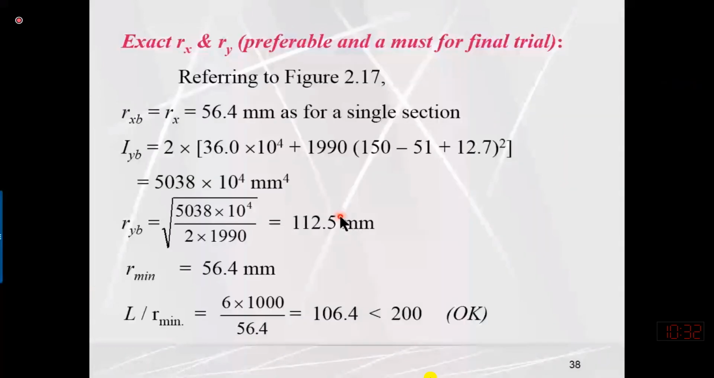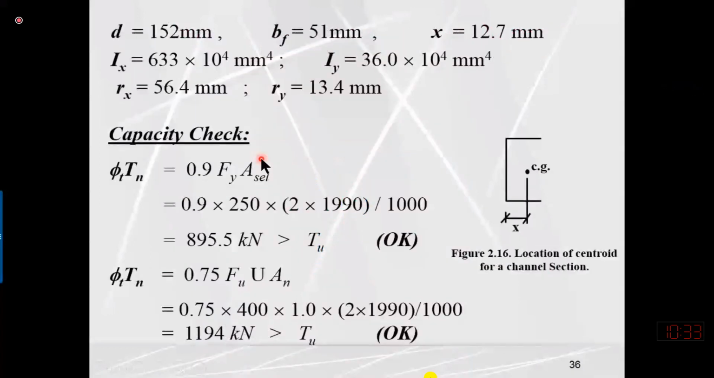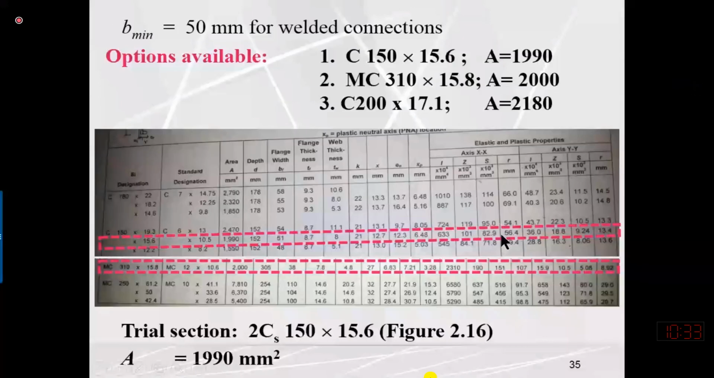Here you can see I have already written rxb is equal to rx. The moment of inertia of the built-up section about the y-axis is equal to Iy. This is Iy for this single channel. Let's see, Iy for the single channel is 36 into exponent 4. I have picked it from here.